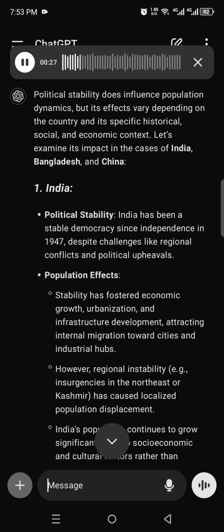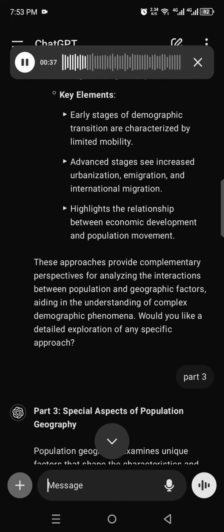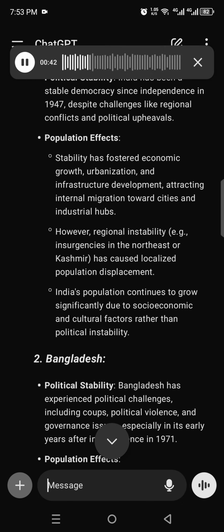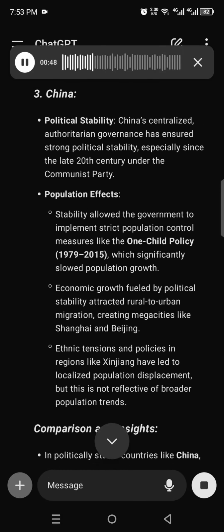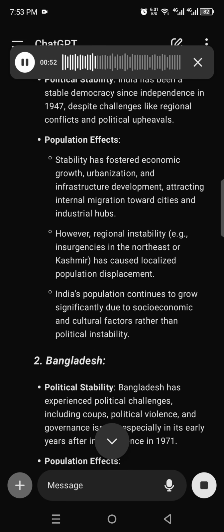Population effects. Stability has fostered economic growth, urbanization, and infrastructure development, attracting internal migration towards cities and industrial hubs. However, regional instability, e.g. insurgencies in the northeast or Kashmir, has caused localized population displacement. India's population continues to grow significantly due to socioeconomic and cultural factors rather than political instability.